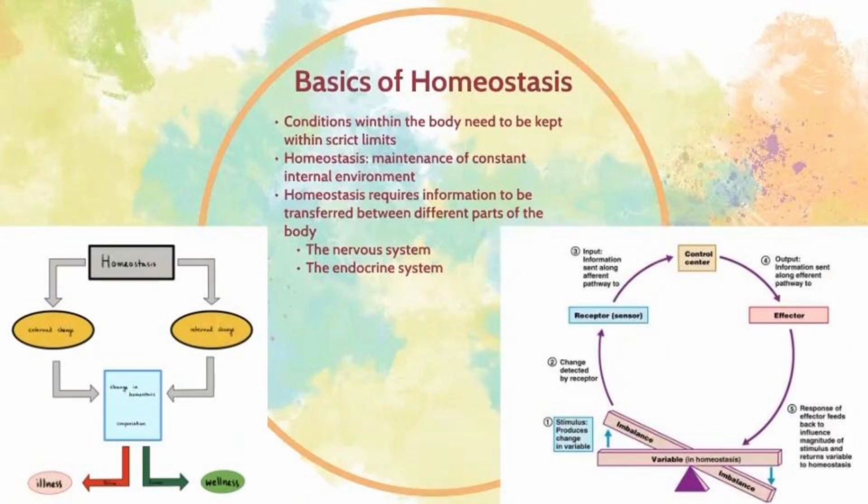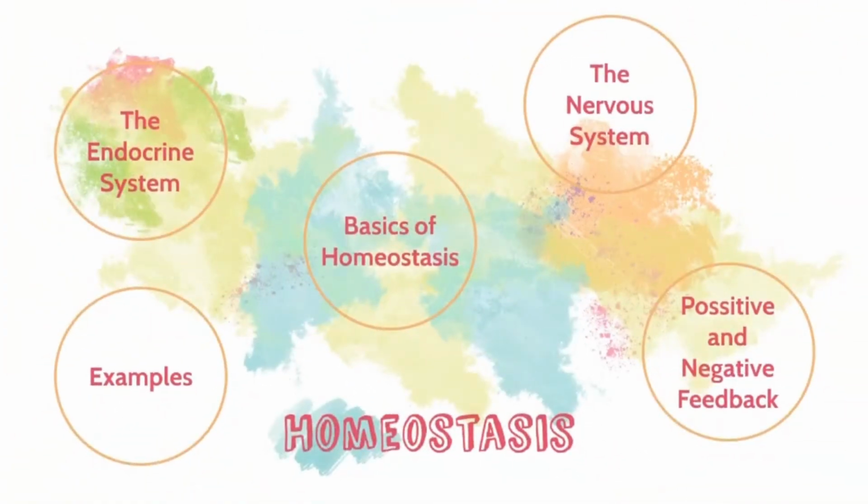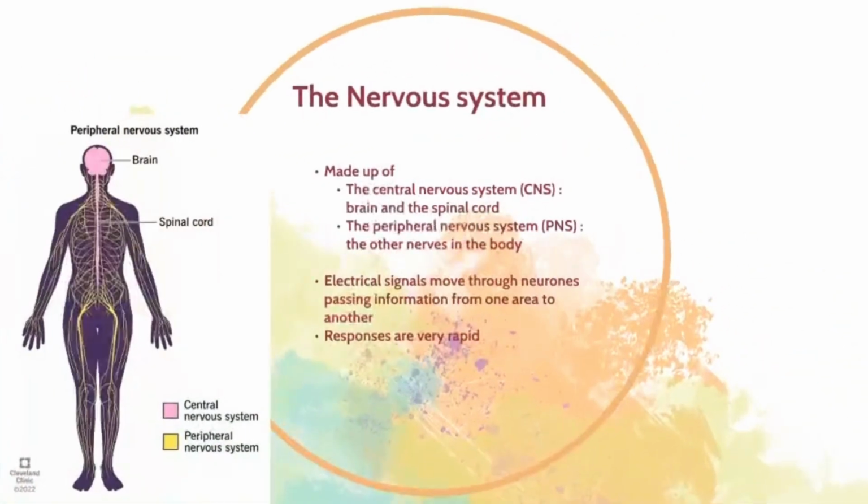As I said, there are two ways in which homeostasis is controlled. This can be via the nervous system or the endocrine system. We are going to talk about the nervous system first. This coordination system is made up of the central nervous system, which is the brain and the spinal cord, and the peripheral nervous system, which is all of the other nerves within the body.